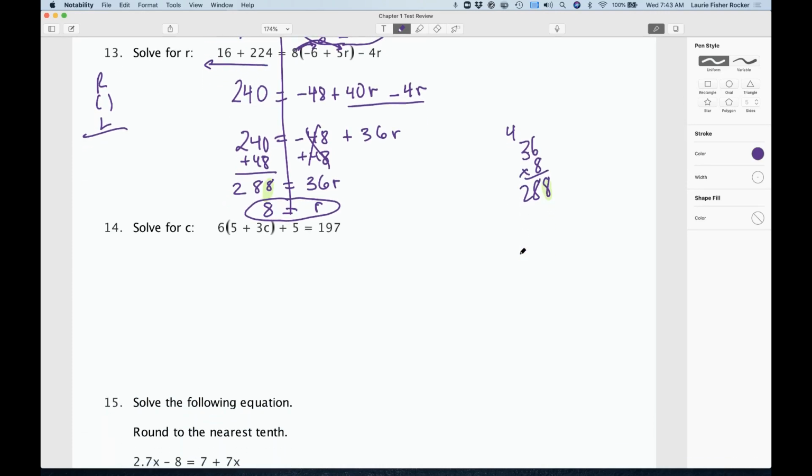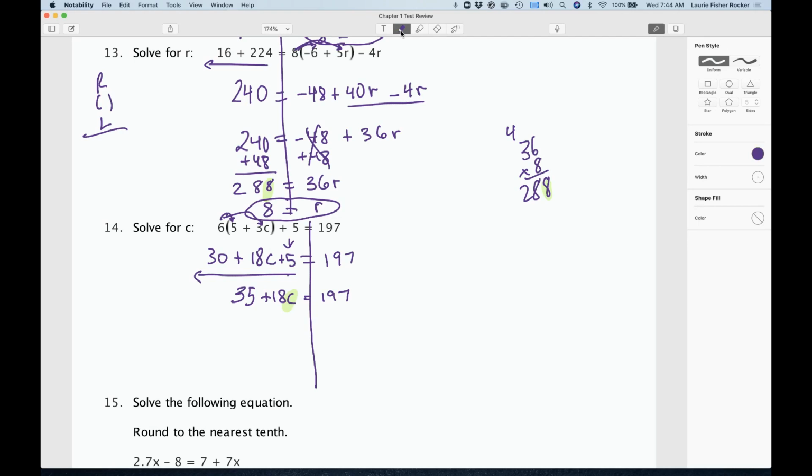All right. So on this next problem, draw the river. Okay, I'm doing my parentheses. So 30 plus 6 times 3 is 18c. Bring the plus 5 down. So plus 5 equals 197. Add like terms, so 30 plus 5 is 35, plus 18c equals 197.